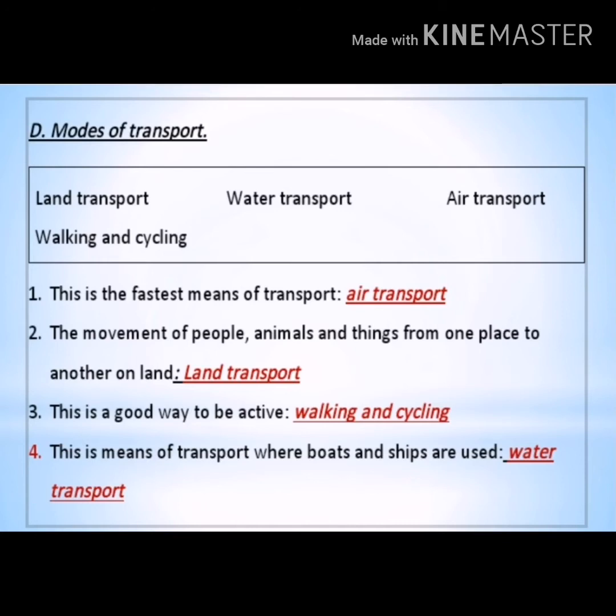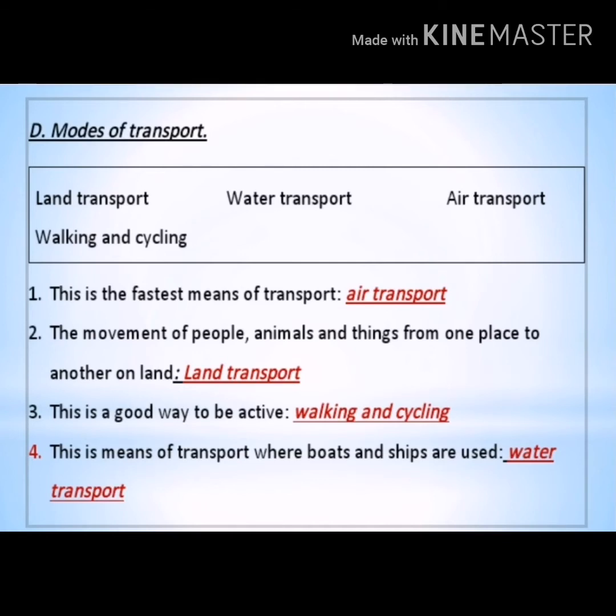Let's go to question D, modes of transport. What are the modes of transport that we have? We have land, water, air, walking, and cycling. Those are the four modes of transport that we are going to be discussing today. Number 1, this is the fastest means of transport. Which is the fastest means of transport? Of course, it is air transport.